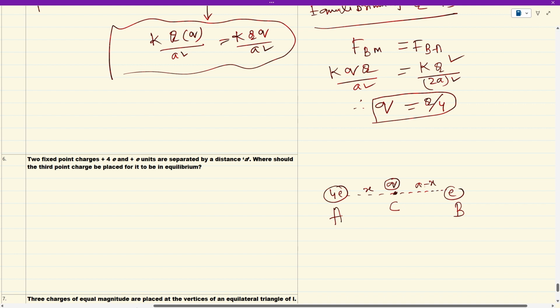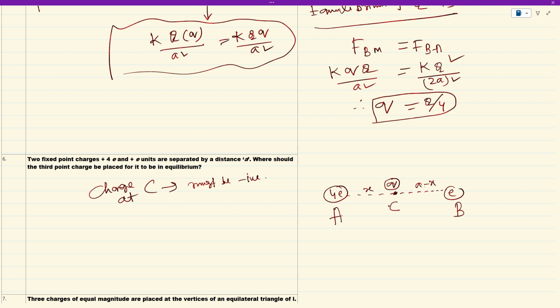Understood clearly? Everyone, that C will be negative charge. The charge at C must be negative. Where should the third point charge be placed for it to be in equilibrium? We are keeping it at a point in between because a negative charge can keep the system in equilibrium. We have seen in the previous example. This x we have to find.